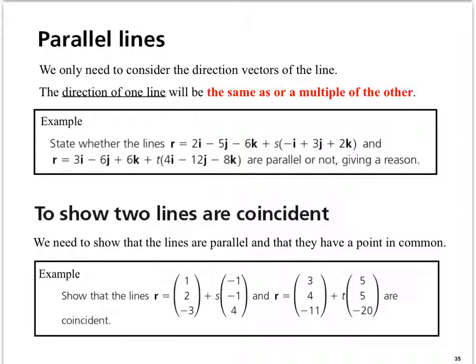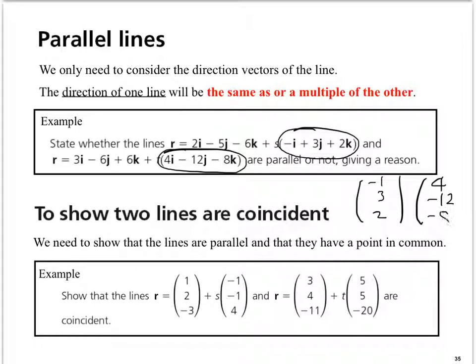Let's check this one out. Are these two lines parallel or not, and give a reason? Well, the thing we're looking for here is the direction vectors of the lines. When it's written like this, it makes it a little bit tricky to see, but you can see it. For this line here, that's the direction vector, and you might even want to write that out, -1, 3, 2 in component form. Here's the direction vector for the second line, which is 4, -12, -8. Now have a look at those. Are they multiples of each other? Yeah, they are. The second one is -4 times the first one.